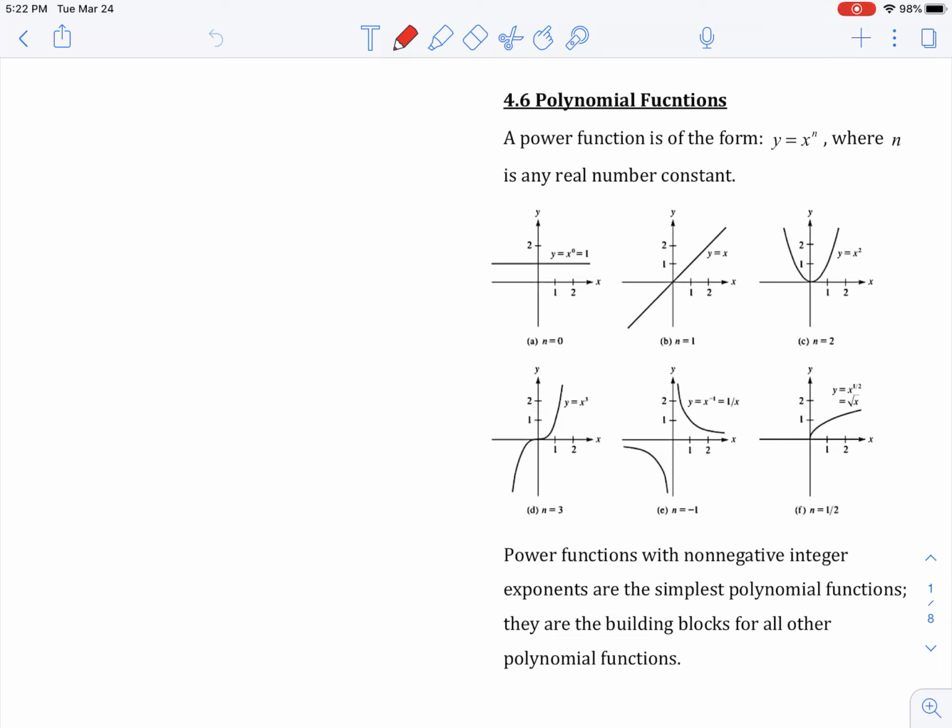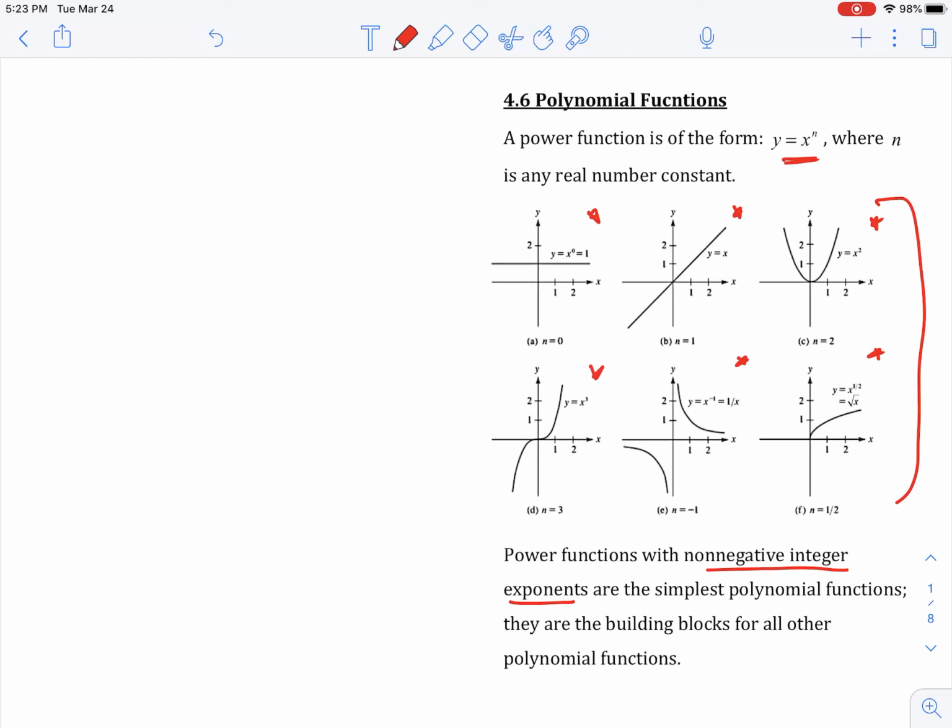Okay, 4.6, we are looking at polynomial functions. And polynomial functions are just power functions where our exponent, that x is raised to, is a non-negative integer exponent. So over here are a bunch of power functions where that n is any real number. We have n being 0, x to the 0 power, x to the first power, x squared, x cubed. Here's x raised to a negative 1 or x raised to a fractional exponent.